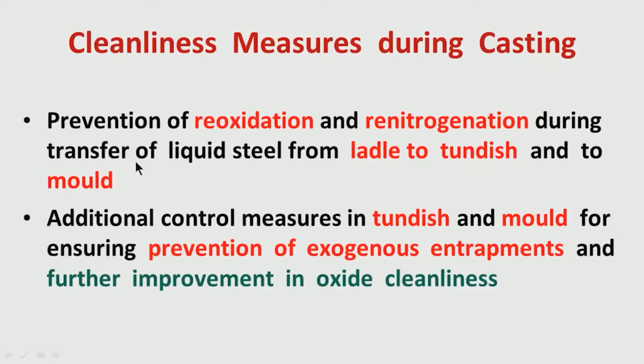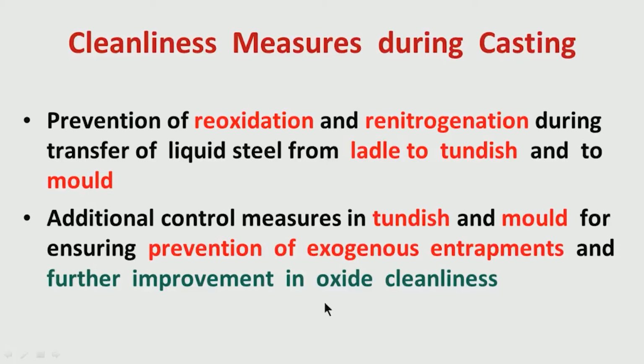The first step is to prevent reoxidation and renitrogenation from air during transfer of liquid steel from ladle to tundish and then from tundish to mold. Then the second step is to undertake some additional control measures, which I will be telling you one by one, in the ladle, tundish and mold, to ensure that new exogenous entrapments from the ladle lining, tundish lining or tundish slag or the mold slag do not get entrapped or entrained in liquid steel.